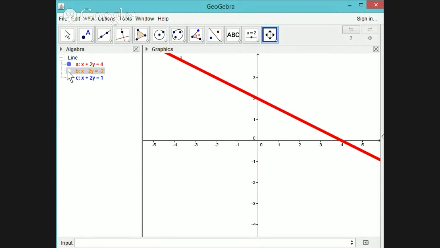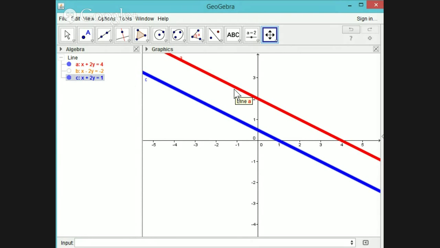What about if we had x plus 2y equals 4 and x plus 2y equals 1? Aha, you can see there that these two lines are parallel lines. They don't lie on top of each other, so they don't intersect in any way. So there's no solution. The lines never touch each other.